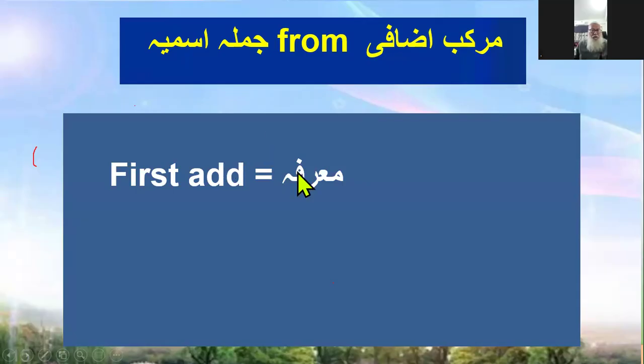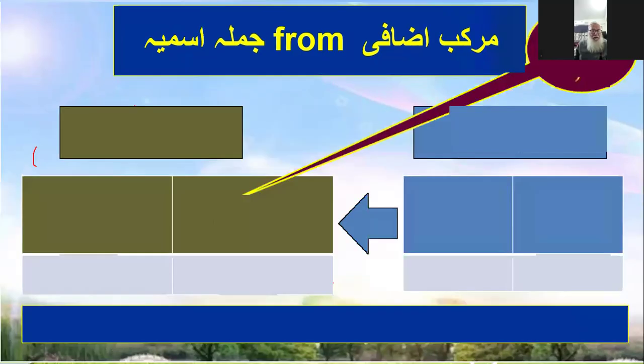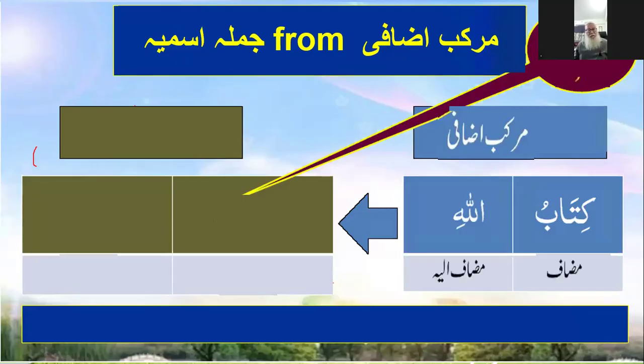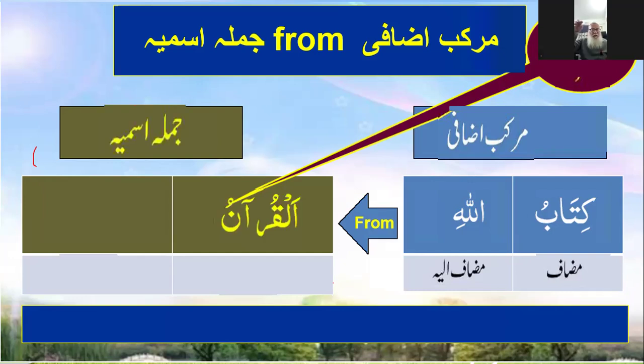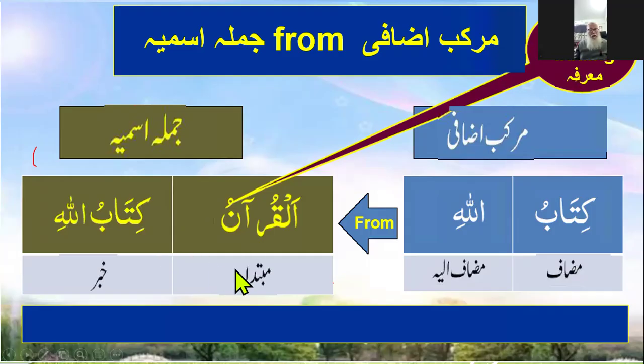What we do: first add marfa, then add nakra. Let's take a murakkab idafi, Kitabullahi. We want to make it a jumla ismiya. Kitab is mudaf, Allah is mudaf ilayh. What we do, we bring a proper noun in front of it. Al-Quranu becomes the mubtada, and we add Kitabullahi, the same compound, as a khabar. Al-Quranu, Kitabullahi: mubtada and khabar become jumla ismiya.